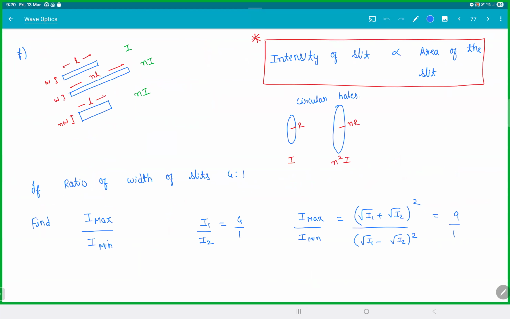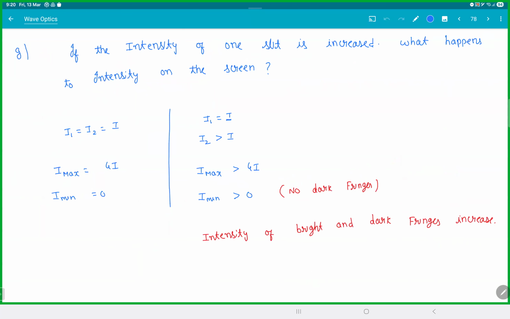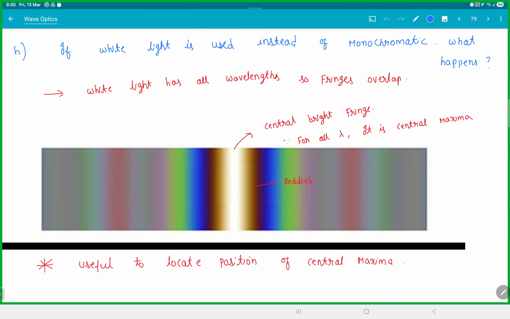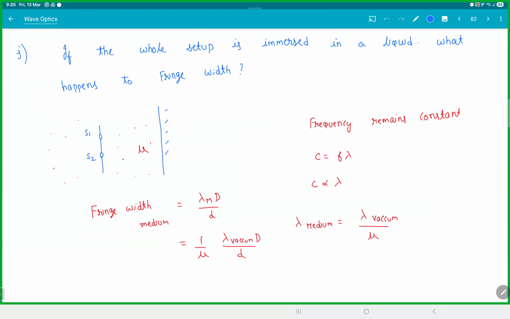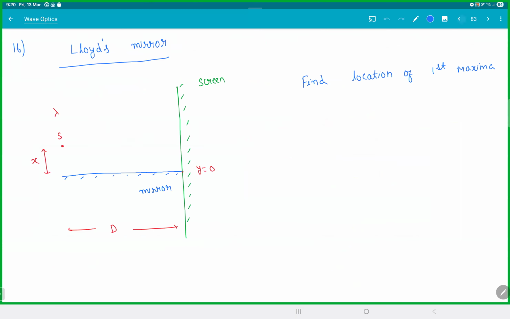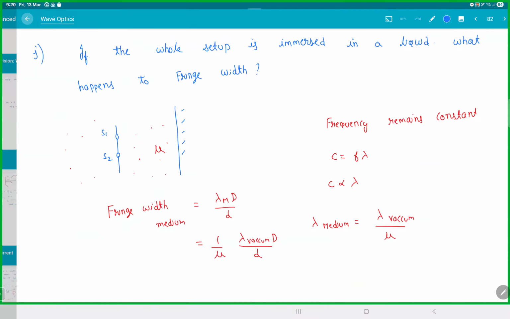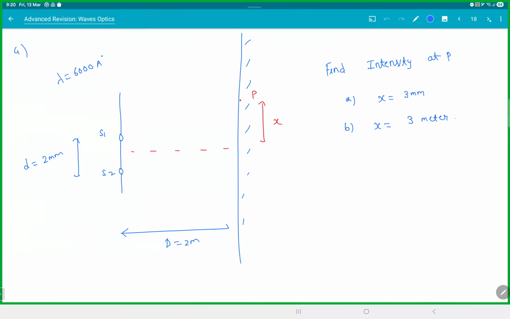What if you have different slit sizes? Intensity of the slit is proportional to area of the slit. What if intensity of one slit is increased? This is a good one. What happens if you use white light? White light is actually useful to find the position of central maxima. If you remember, that was a standard question. And then, what happens if there is a medium surrounding? So yeah, we did a lot of cases. So go through the notes. I keep telling you, notes are a huge collection of questions. So first finish your notes thoroughly and then go ahead.